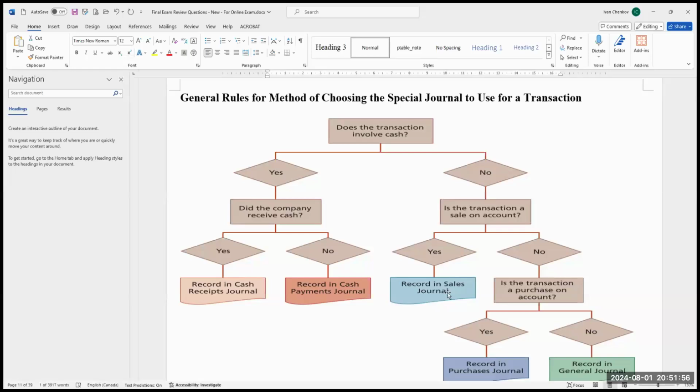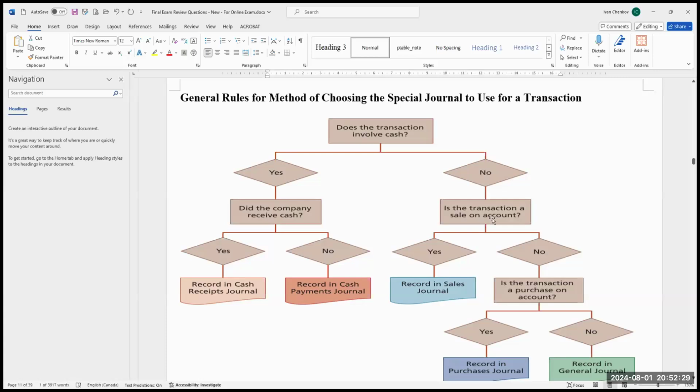Next one. Let's see something interesting. We purchase inventory on account, we don't like a few items, and we decide to return those items to the vendor from whom we purchased them. Now let's see. Return. Does this transaction involve cash? No, it doesn't. Why? Because I haven't paid for it, it's on account.